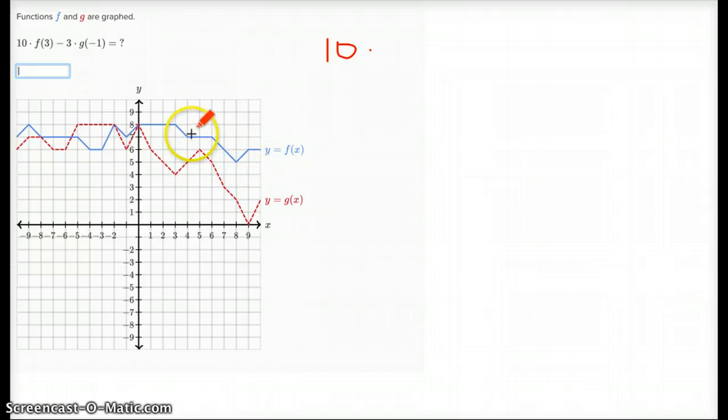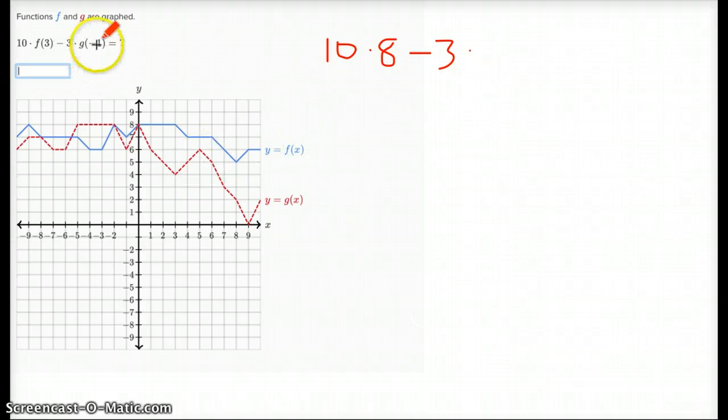the blue line. So we look at x equals 3, and we want to see where it intersects with our blue line, and that's at y equals 8, so this is 8 minus 3 times g of -1.